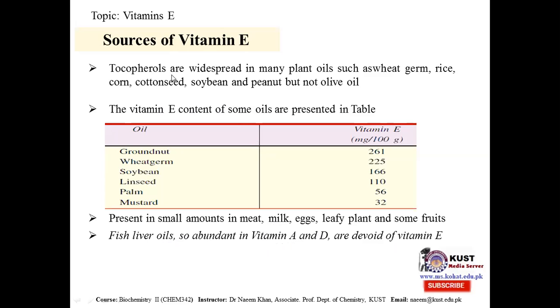But we say tocopherols are widely present in the plant kingdom, and their rich sources are groundnut, wheat germ, soybean, and linseed. All four have more than 100 milligram per 100 gram of sample. Milk, meat, and eggs contain very small amounts, but fish liver oils are not rich in vitamin E, though they are sources of vitamin A and D. This table can be traced in the GL Jain Biochemistry book.